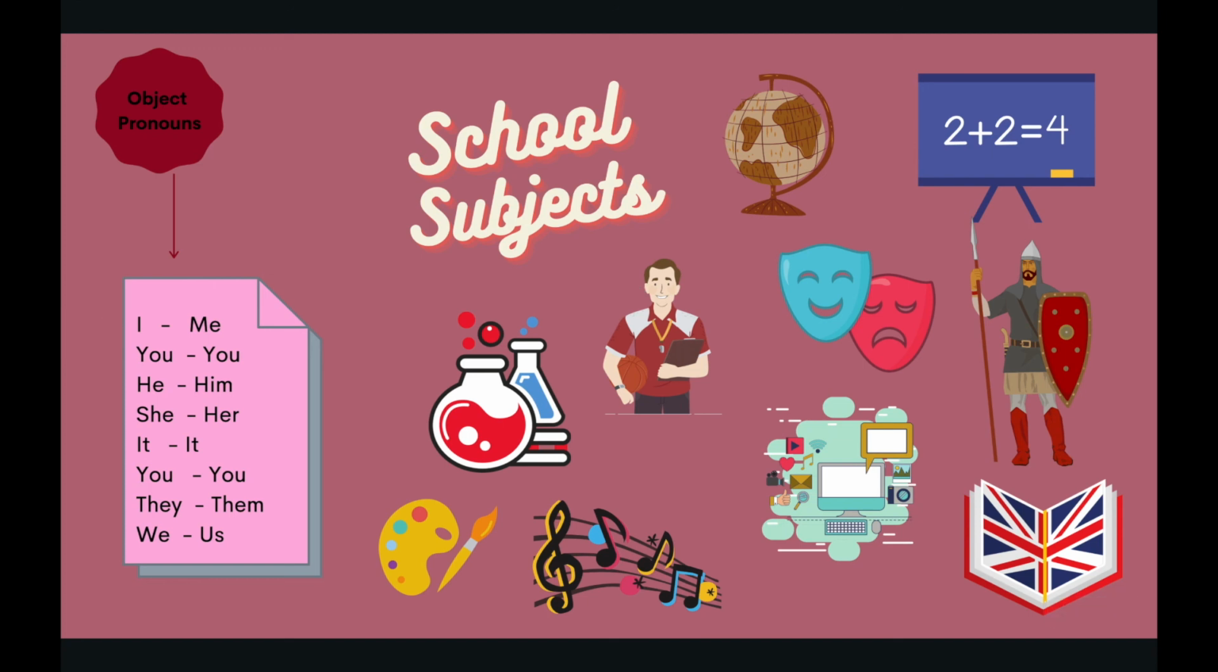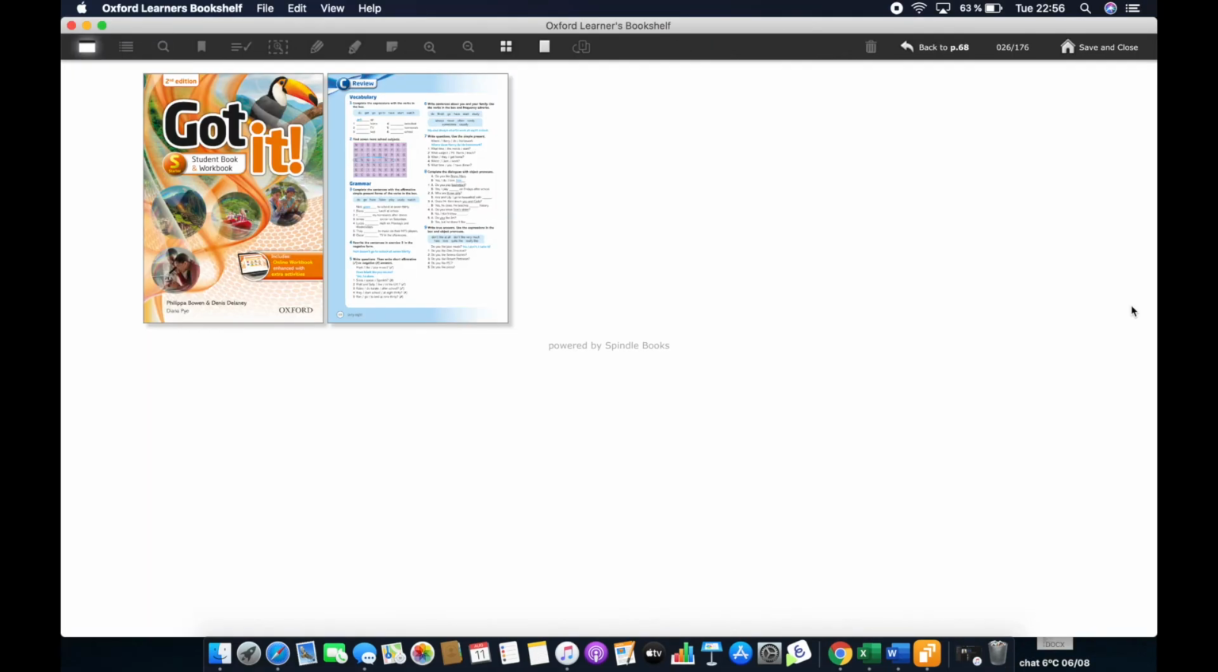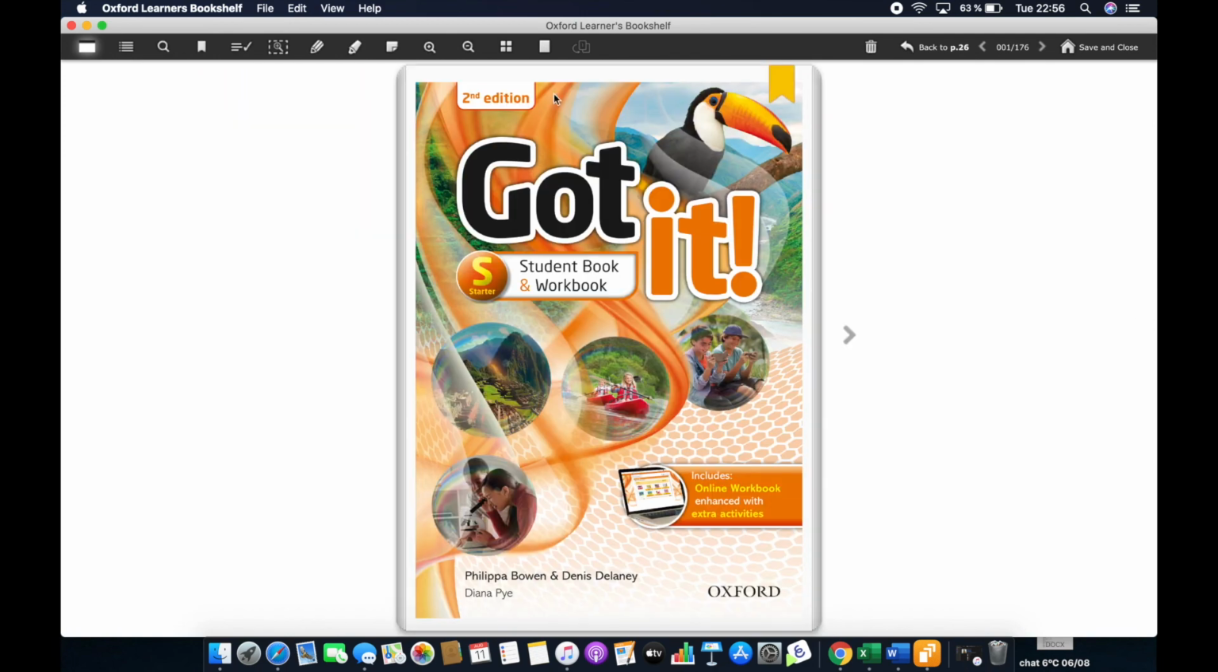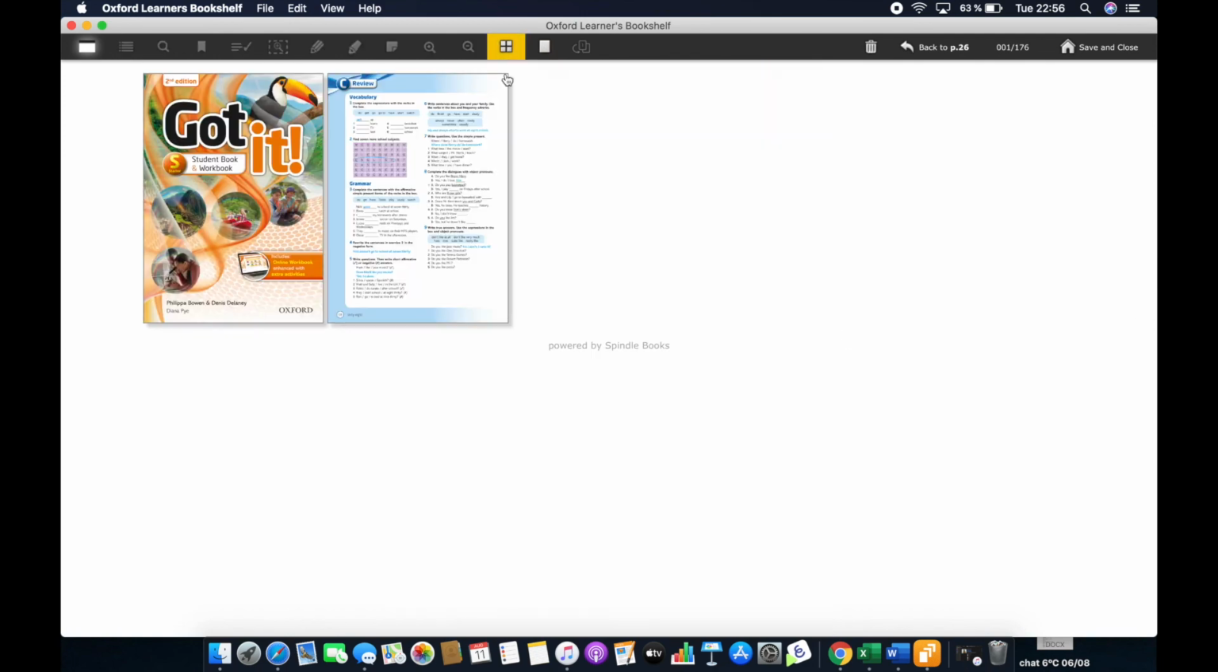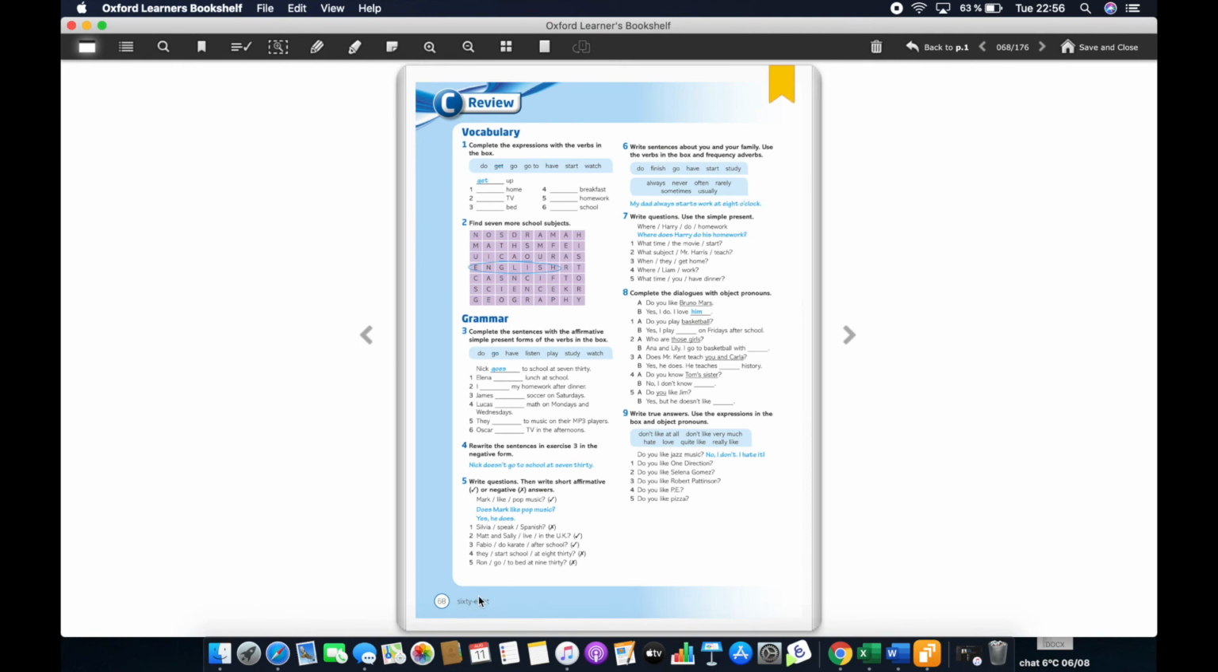Okay, boys and girls, now that we already reviewed the contents of unit number 6, we are going to do some exercises in your Got It book. Here you have your Got It book, and we are going to work on page 68 with some exercises related to the unit. Okay, so remember, if you have doubts or questions, you can ask all your doubts in class, and I hope that you understand.